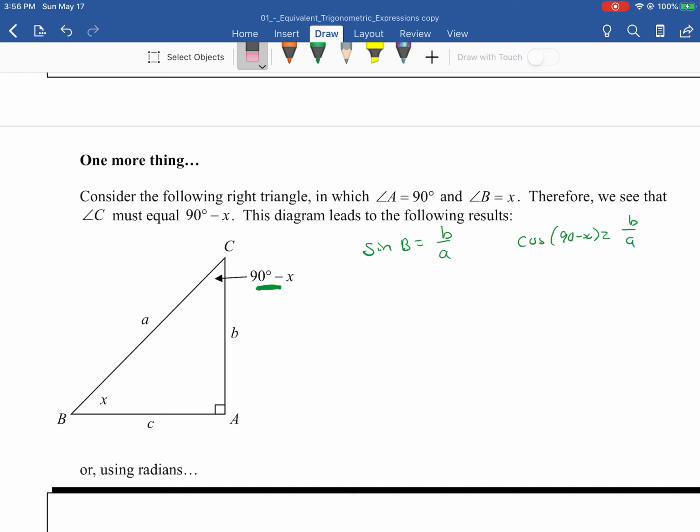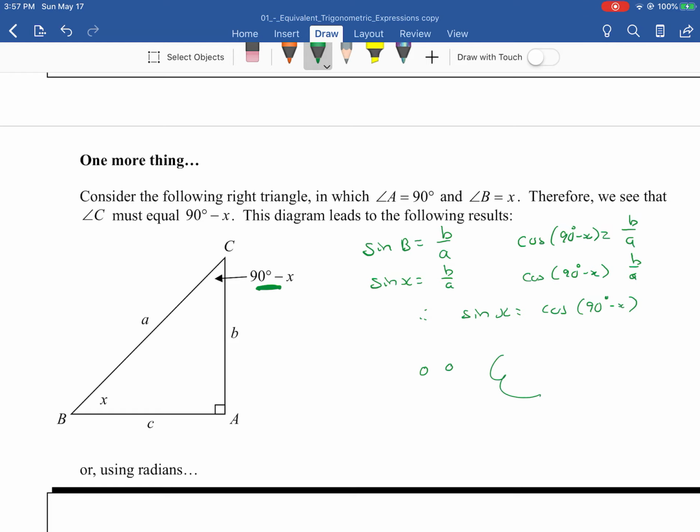Notice what's happened here. Oh, and I wrote that wrong. Sine of... Oh, yeah, no, that's right. So just let me add one more line to be clear. So what I mean is sine of x is B over A, and cosine of 90 minus x is also B over A. Therefore, sine of x equals cosine of 90 minus x.